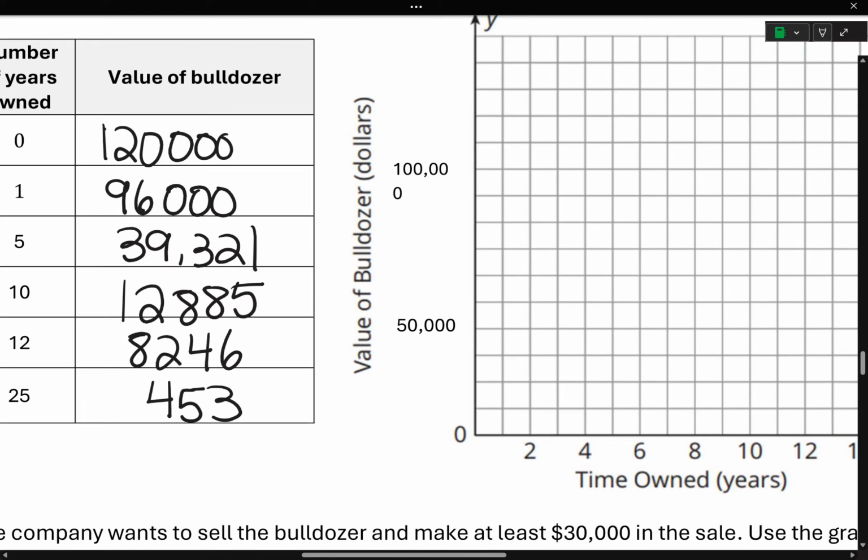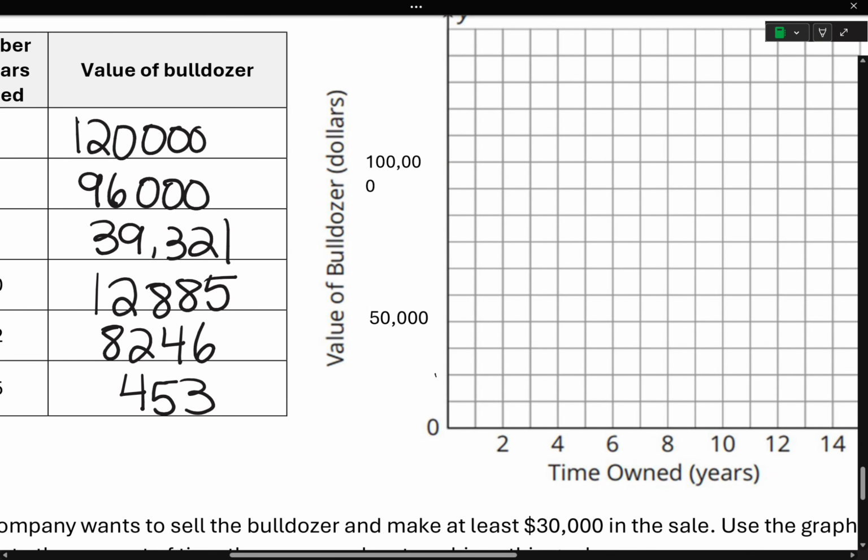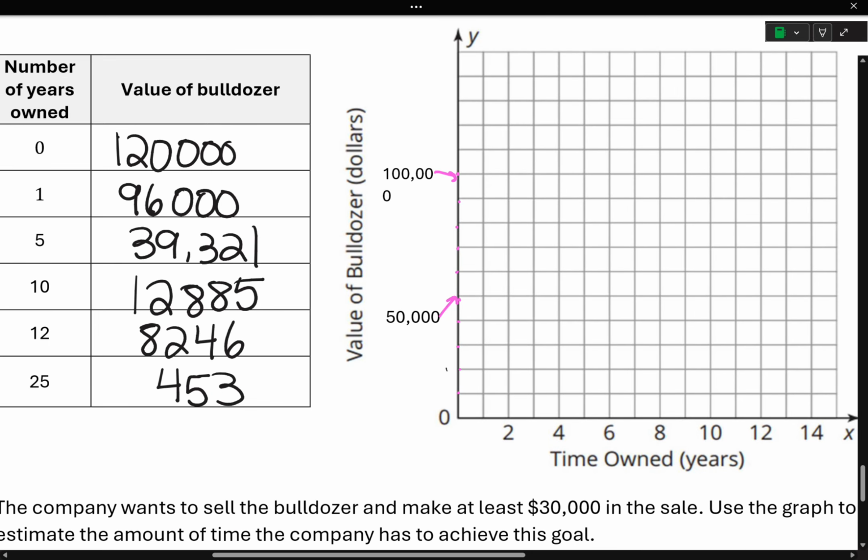Let's graph. This graph goes by 10,000s. So 10, 20, 30, 40, 50. That's 50. 60, 70, 80, 90, 100,000. Okay. I just needed to see where it is so I can graph properly. Year 0, we start with 120,000. Since I did pink there, let's do blue. After 1 year, we're at $96,000. So here.